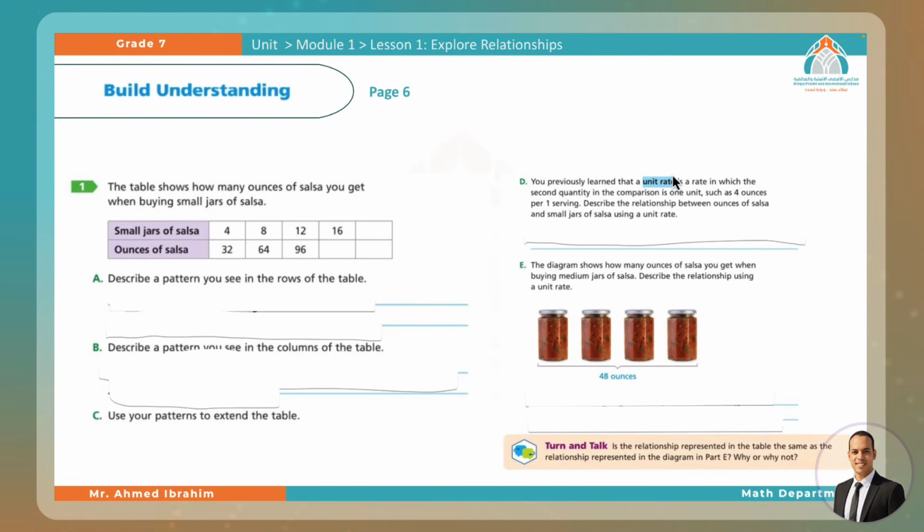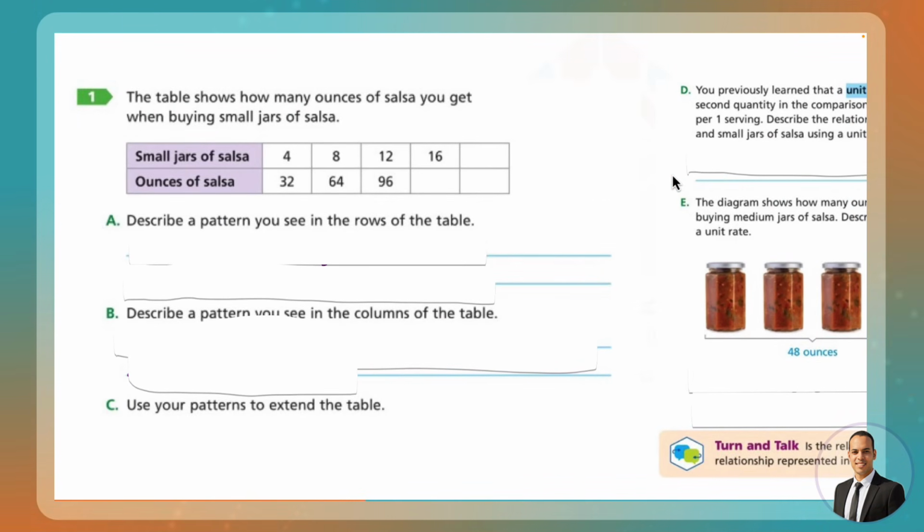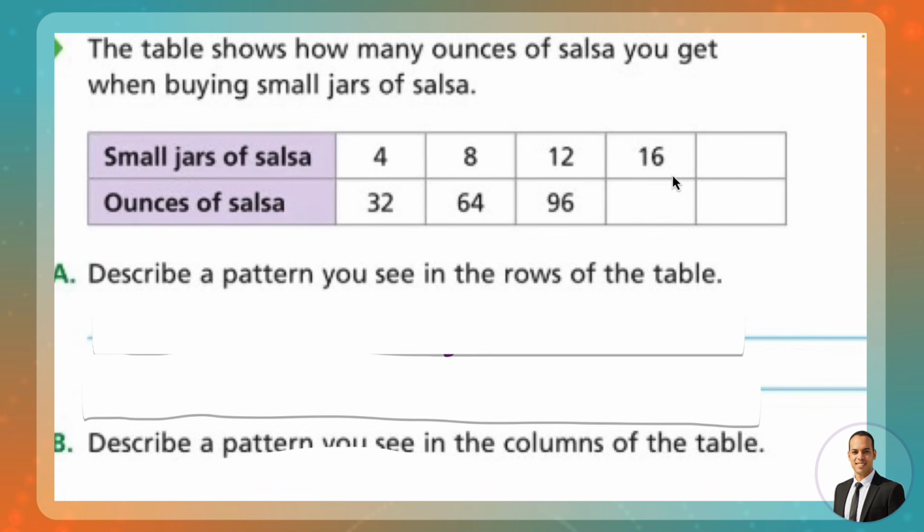So let's have this example on page 6. It says the table shows how many ounces of salsa you get when buying small jars of salsa. Letter A says describe a pattern you see in the rows of the table. So what do you see here in the rows? In the rows like this, guys, horizontally. In this row and this row, what is happening here in the small jars of salsa?